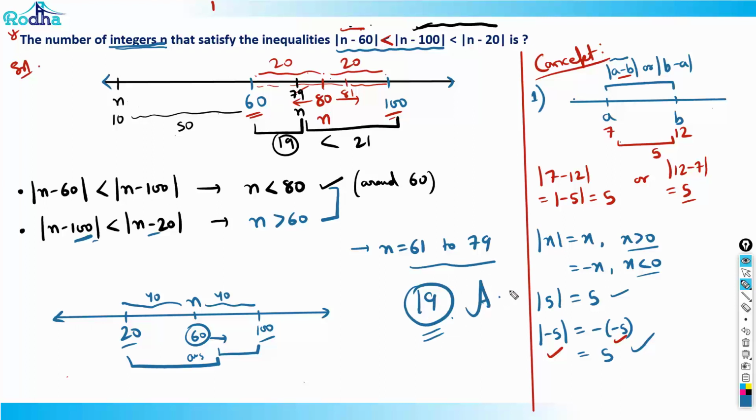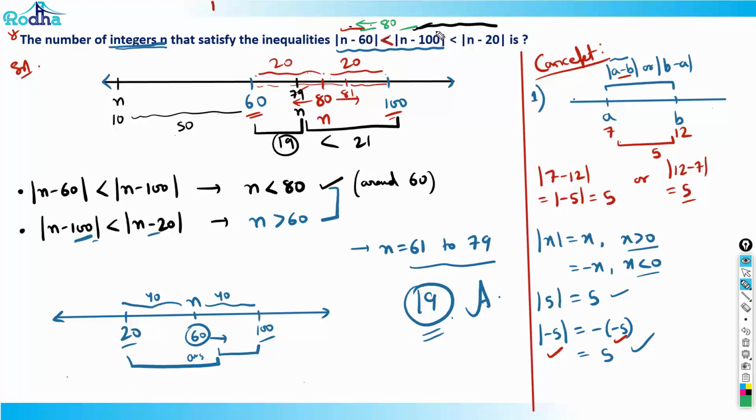So that's the complete formula behind this question. Next time you see such a question, it should be very easy. You can just do it mentally. You can just see that this is 60 and 100. The distance from 60 should be less than the distance from 100. The average of 60 and 100 is 80, so n should be less than 80.